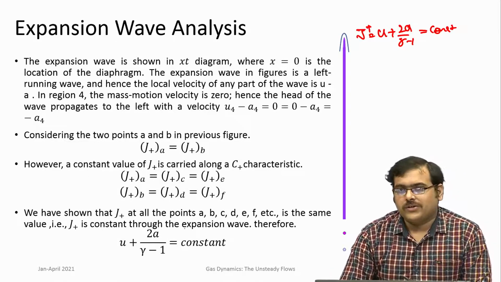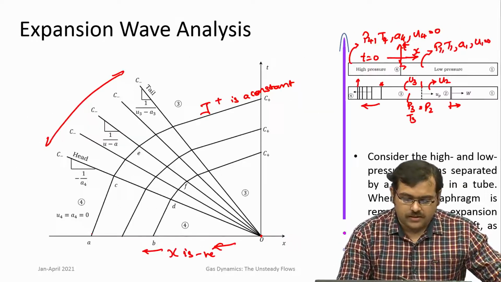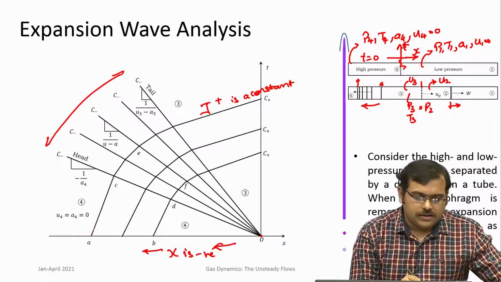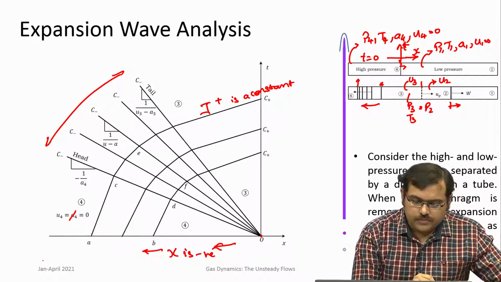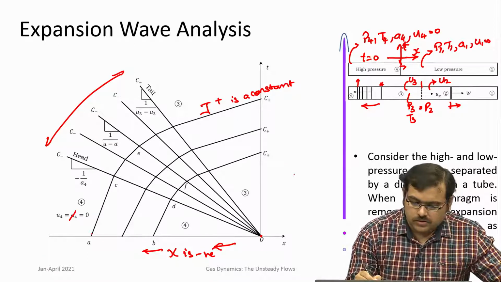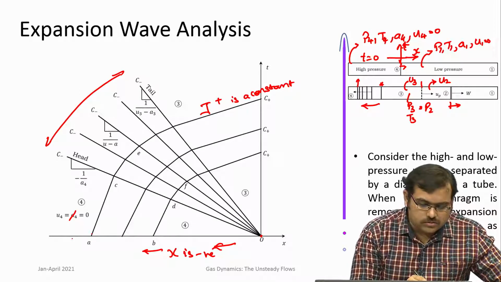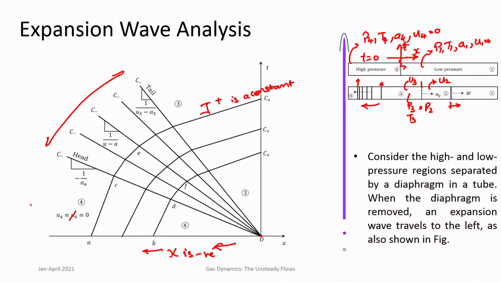Now, if you take region 4, U4 is 0, and A4 is not 0. So you are looking at the C plus wave, dx by dt equal to U4 plus A4. That means here it travels only with A4. Similarly, C minus travels with minus A4. So you have U4 is 0 and A4 is there.